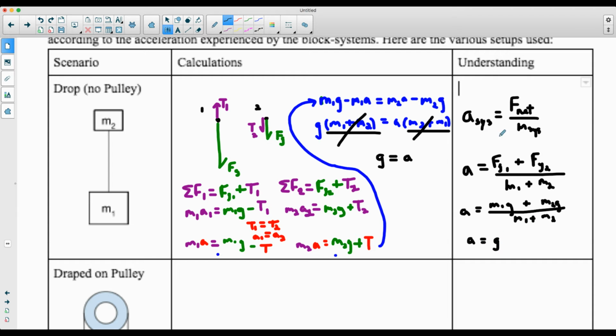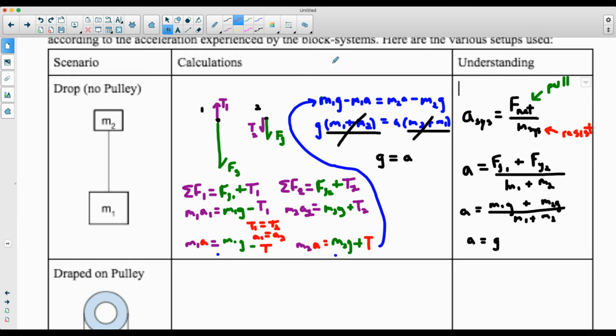A is G. And the way to think about this is, up here, down here, the numerator, the F net is what's pulling. And the denominator, the mass, is in a sense what's resisting. That's the inertia. Remember that? So it's simple. What's doing the pulling divided by what's doing the resisting of the motion? Done. There's your acceleration of the system.